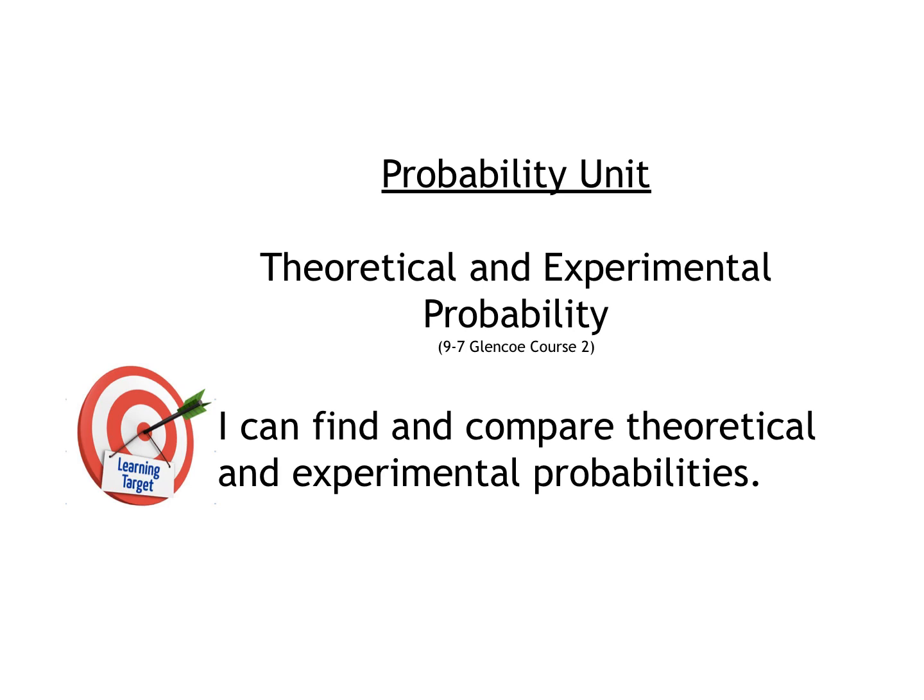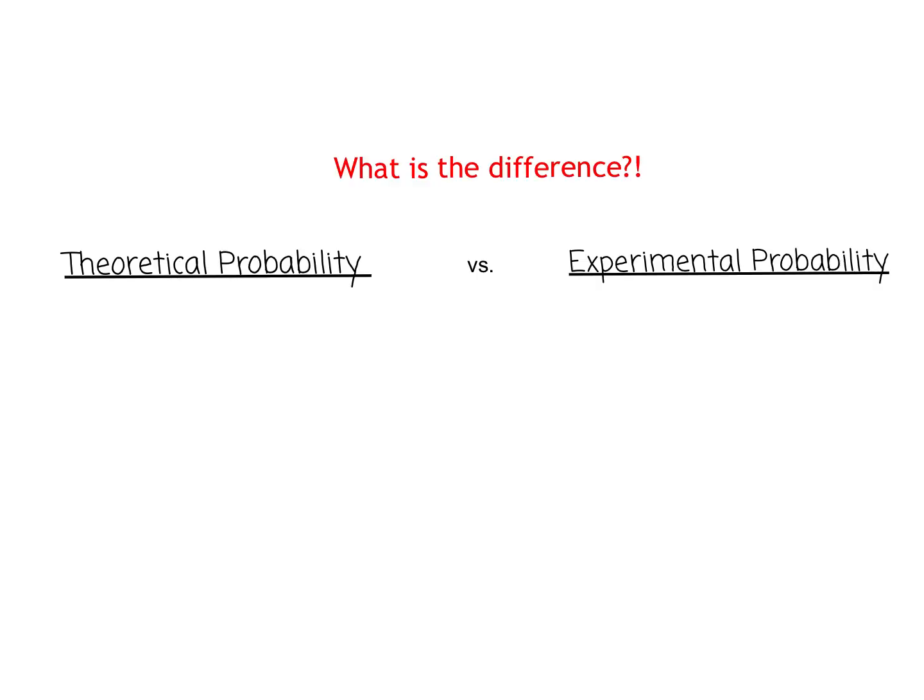Hi there, continuing on in our probability unit. This lesson is on theoretical and experimental probability. So what is the difference between theoretical probability and experimental probability?